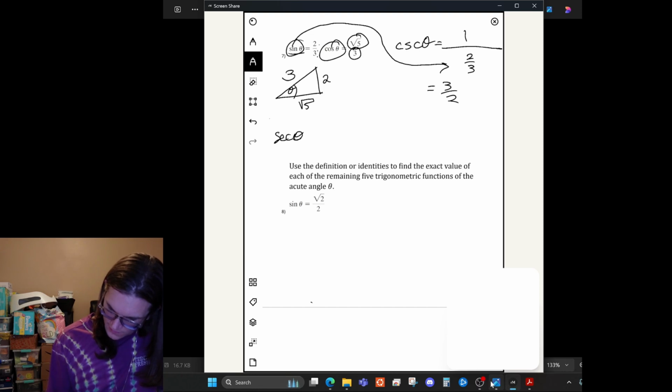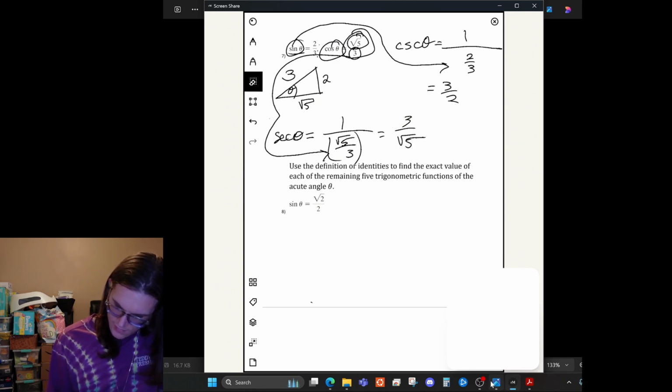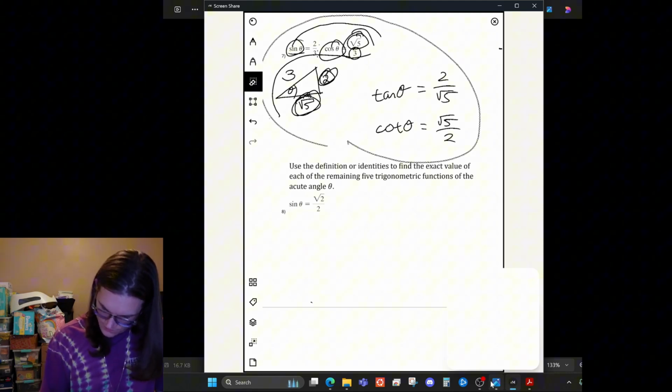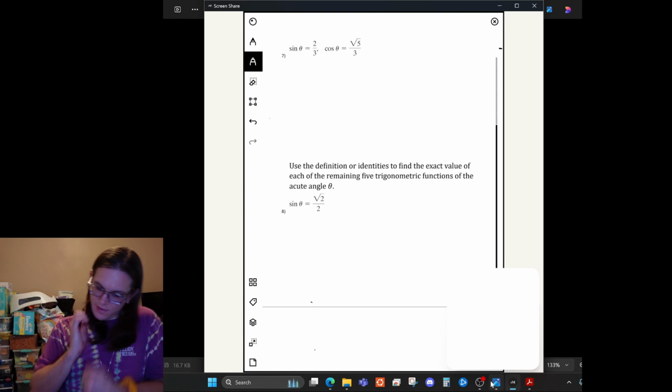Secant. We're going to take cosine, put it right down here. 1 over root 5 over 3. 1 over root 5 over 3 is 3 over root 5. Okay, last one's tangent and cotangent. Tangent is opposite over adjacent. Cotangent is adjacent over opposite. Okay, beautiful. And then what's this one say?